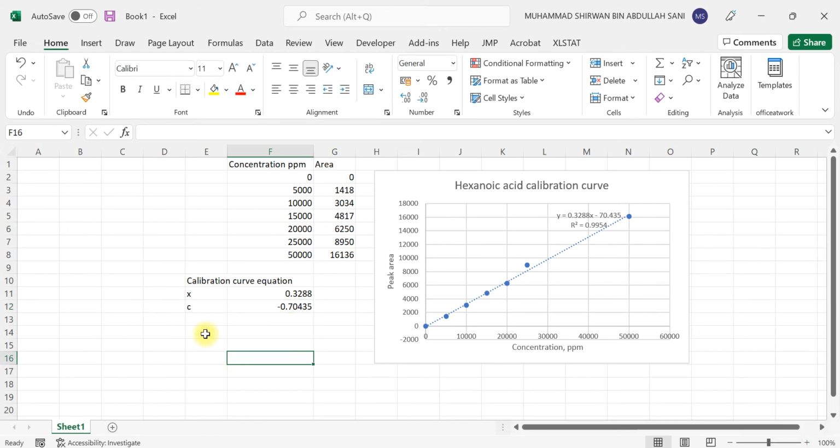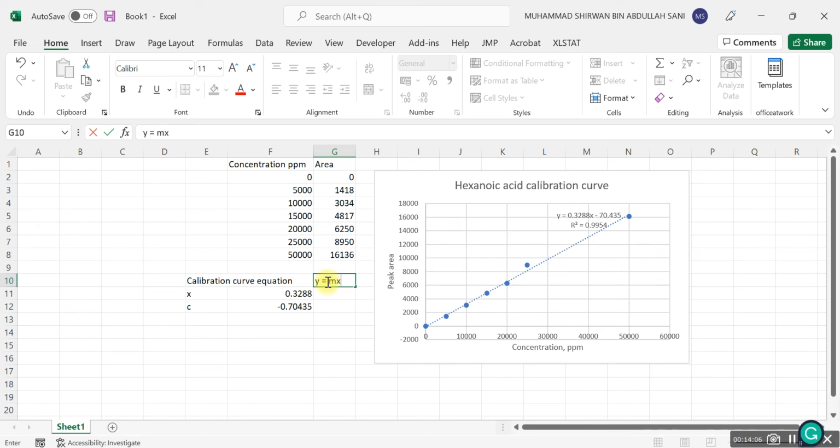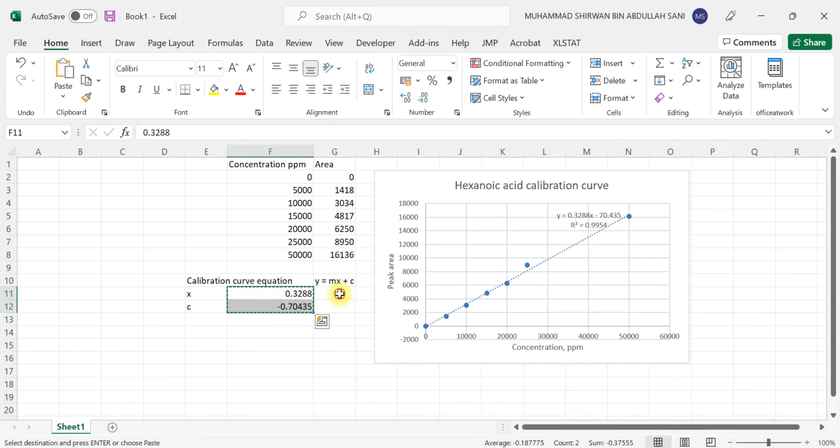Okay, so you know that in order for us to have a calibration curve, the calibration curve equation is y equals mx plus c. This is the common calibration curve information. So let's put it here. Using this information, we can identify how much the concentration is in the sample.